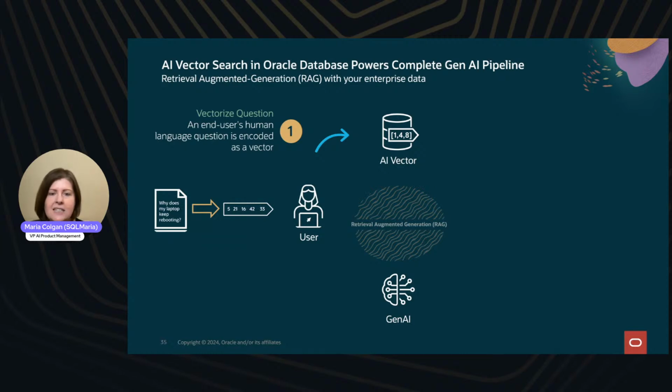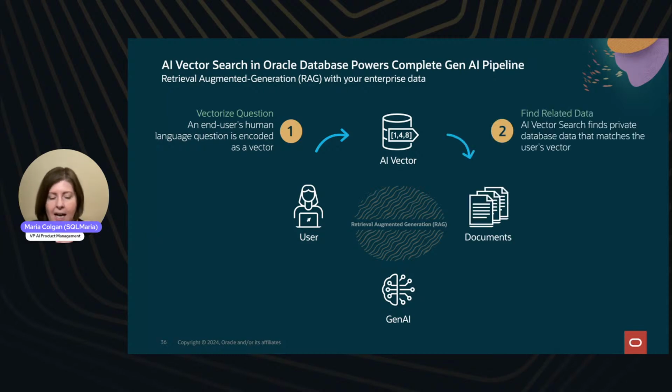So what will happen is, instead of sending the end user's question directly to the large language model or Gen AI, we'll take their question, which in my case is very simple: why does my laptop keep rebooting? And we'll turn that into a vector. And we're going to do similarity search on that vector and all of the information we've got in the database. Now, that information would be things like other support tickets, also information about who this user is, what kind of laptop they have, all of that information that I happen to know about that user. I'm able to extract that using similarity search on the Oracle database.